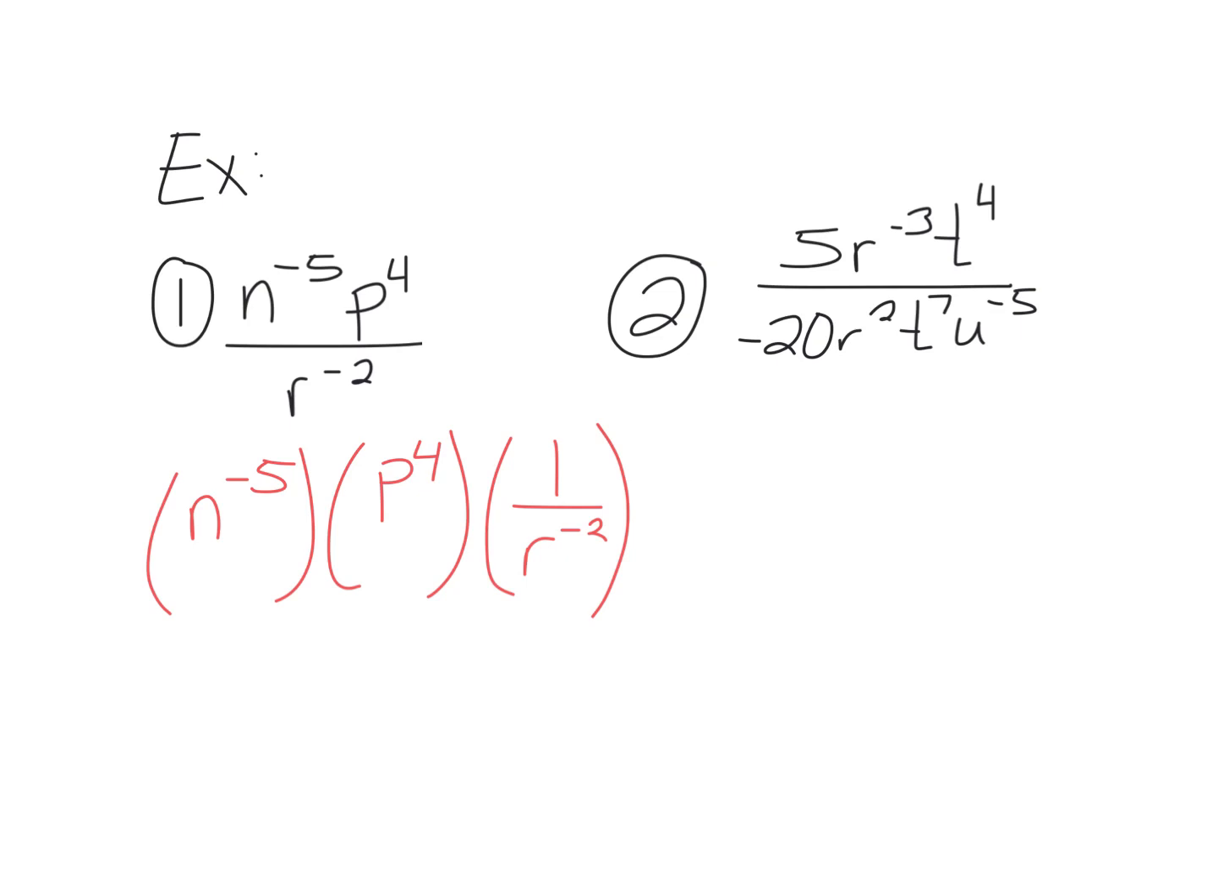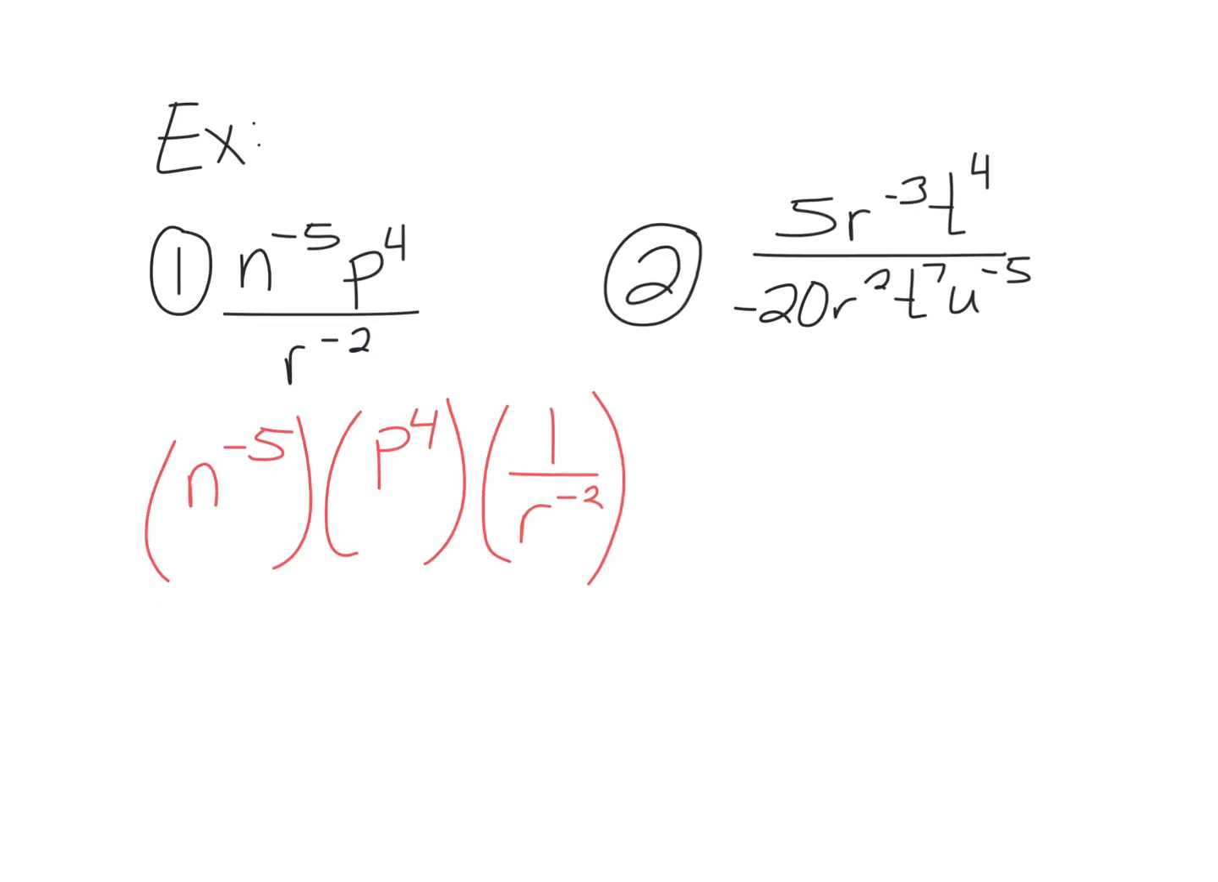Now let's simplify one by one. So n to the -5th. What do you notice about n to the -5th? It's a negative exponent. I want to make that exponent positive. How do I do that? Flip it. 1 over n to the 5th. Because right now, it's n to the -5th over 1. I just want to flip it, the reciprocal.